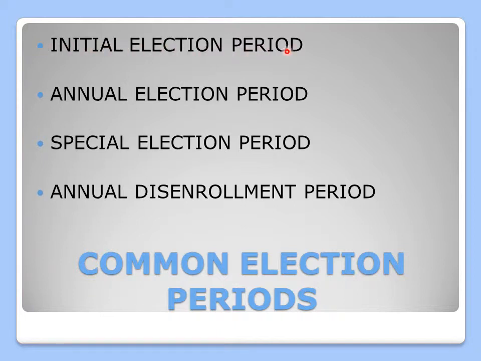The 2 most common are going to be the initial election period when you're turning 65 for the first time, the 3 months before, the month of, and the 3 months after, and the annual election period every year between October 15th to December 7th.